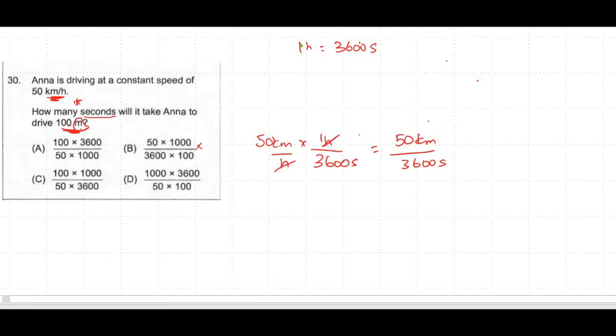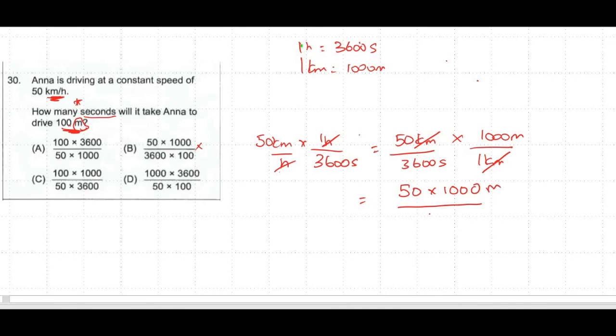Then after that, I need to convert this into meters. 1 kilometer equals 1000 meters. So how do I cancel again? You put here 1 kilometer, 1000. Cancel this and cancel this. So what does it mean? It means 50 times 1000 meters per 3600 seconds.